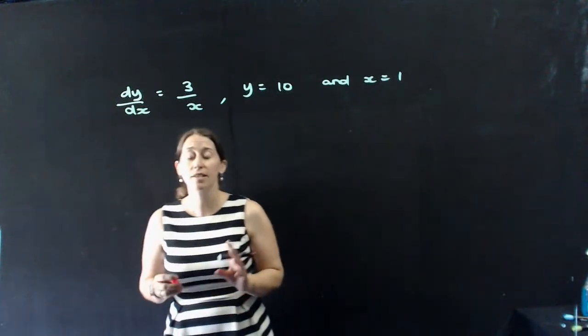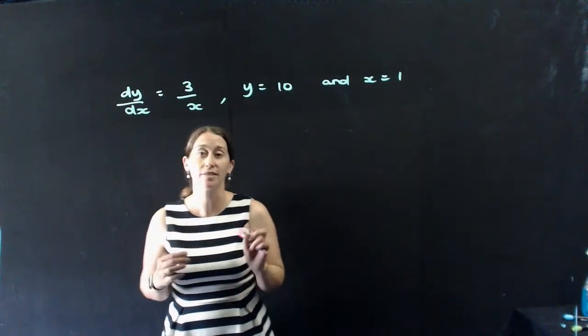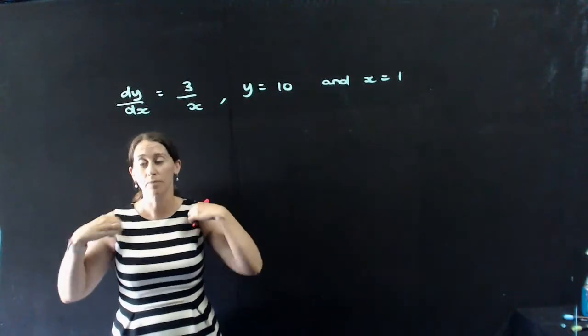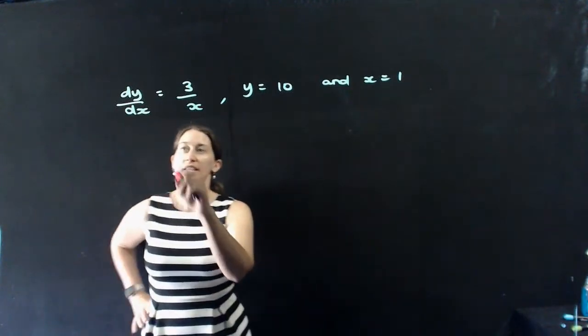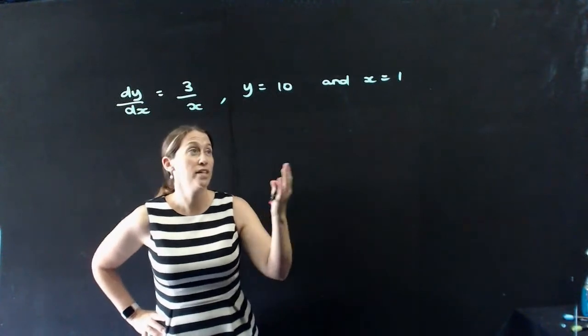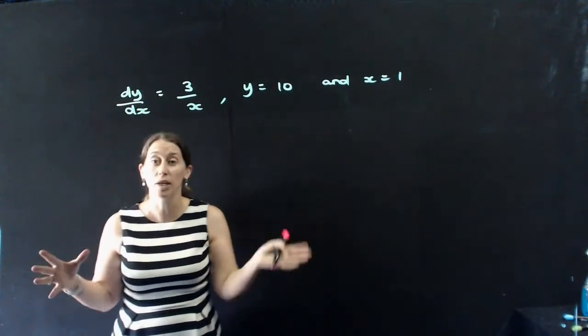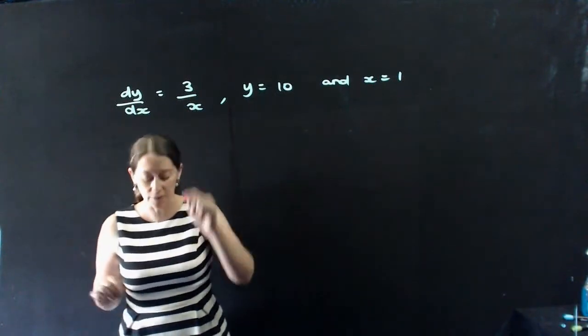Now for this, you need to know how to integrate functions of the form 1 over x or x to the negative 1 where the power is negative 1. So as long as you know that, you can go on and look at this example. So for this, if dy/dx is 3 over x, we know the value of y is 10 and the value of x is 1. Find y in terms of x, assuming that x is greater than 0, looking at the domain of this function.